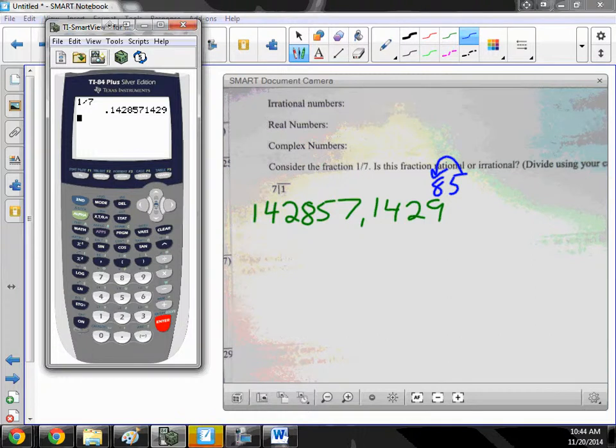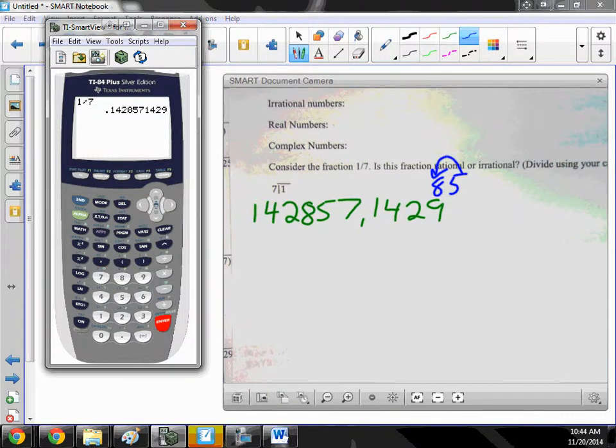Well, you can't yet, but I can. I know this is rational. And I knew it was rational before I even plugged it in my calculator. How come? It's a fraction. 1 over 7 is an integer divided by an integer, so it's rational. I also know another trick you guys don't know.